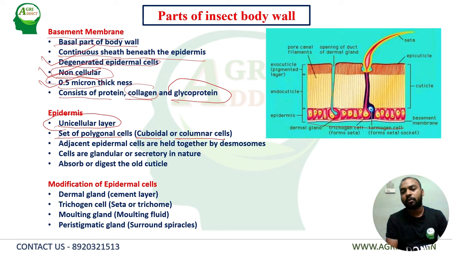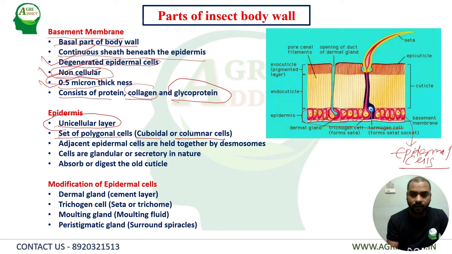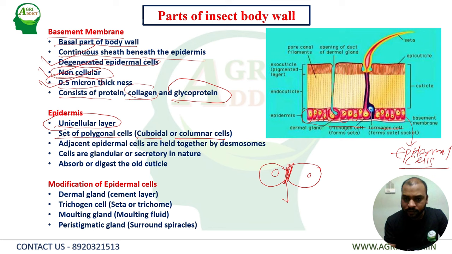Okay. So you see here, I have depicted in this picture, different types of cells are there. So these cells are cuboidal or polygonal or columnar in nature. These cells are called epidermal cells. Here is one epidermal cell, another is another epidermal cell. Both of the epidermal cells are adjacently joined by one tissue that is called desmosomes.